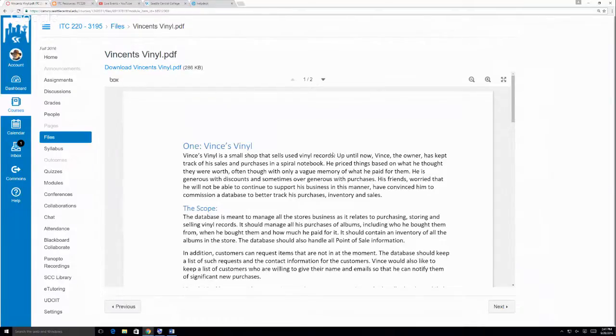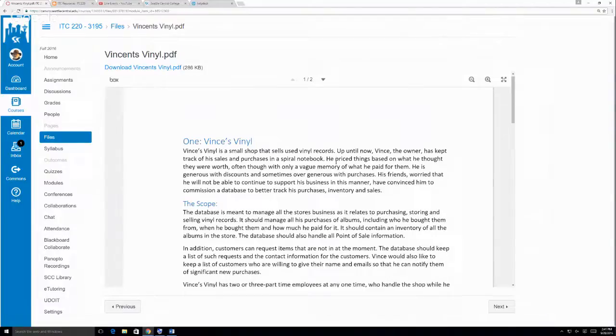It's just informational. So Vince's Vinyl is a small shop that sells vinyl records. Up till now, Vince, the owner, has kept track of his sales and purchases in a spiral notebook. He priced things based on what he thought they were worth, often with only a vague memory of what he paid for it. And he's generous with discounts and sometimes overly generous when he's purchasing. And his friends are afraid he's going to go bankrupt, basically.